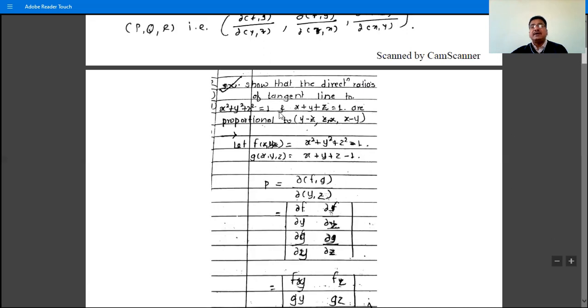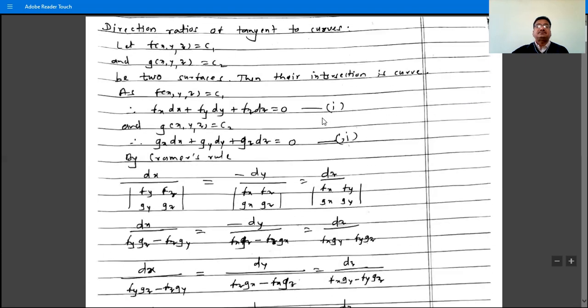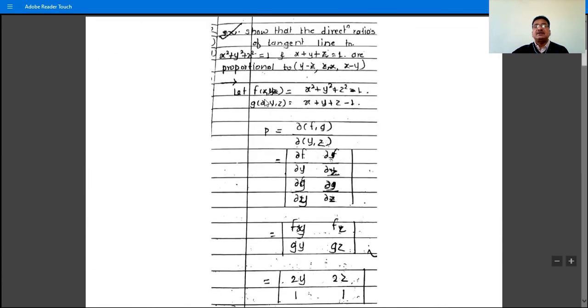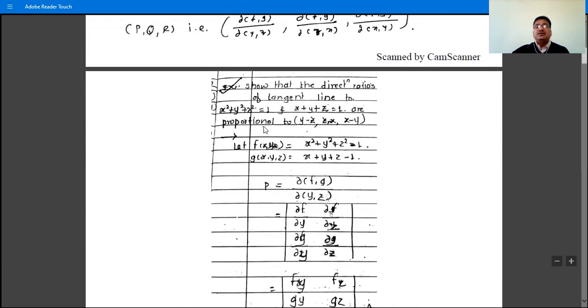So the curve is given in the form of the intersection of two surfaces like this. The first one is f(x,y,z) = c1, and the second is g(x,y,z) = c2. These are the two surfaces, and their intersection is the curve. We have to find the direction ratios of the tangent to this curve, that is, the intersection of these two surfaces. And what is the answer?